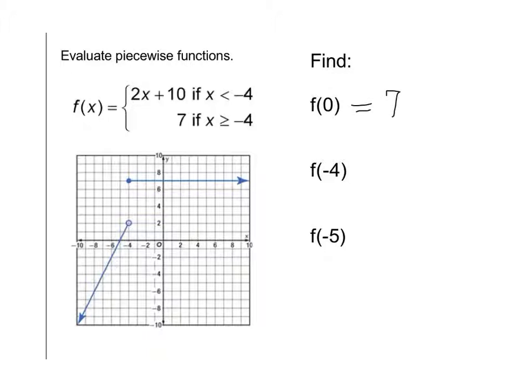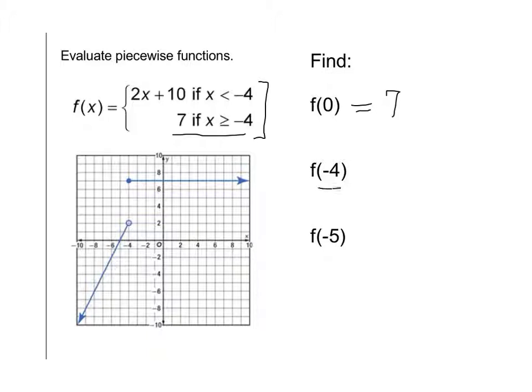Now, if I use just the equation, what I would do is I would find the interval right here where 0 is a part of the interval. So I'm looking here, is 0 less than -4? No. x is greater than or equal to -4. So, because this is a constant, it would be 7.